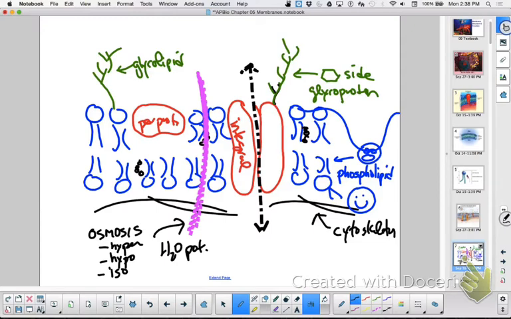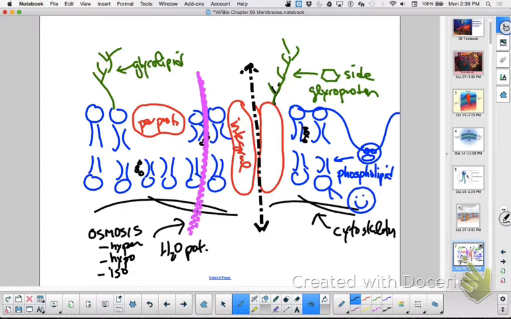What helps water to move through a phospholipid bilayer? What is it called? Aquaporins. Good. Now here, if we're using a protein, if it's just helping us, but we're still going from a higher concentration to a lower concentration, what's that called?